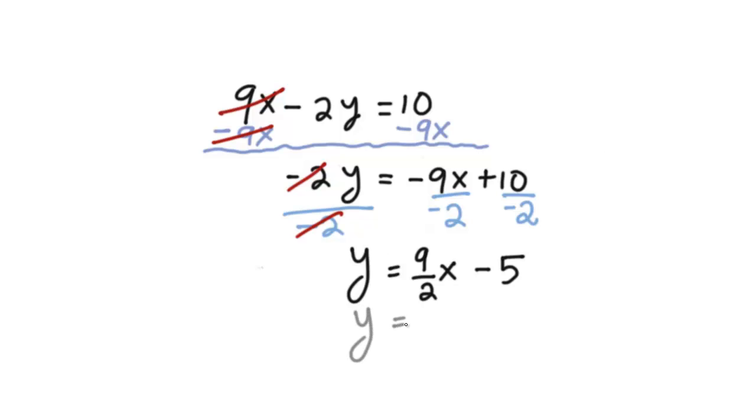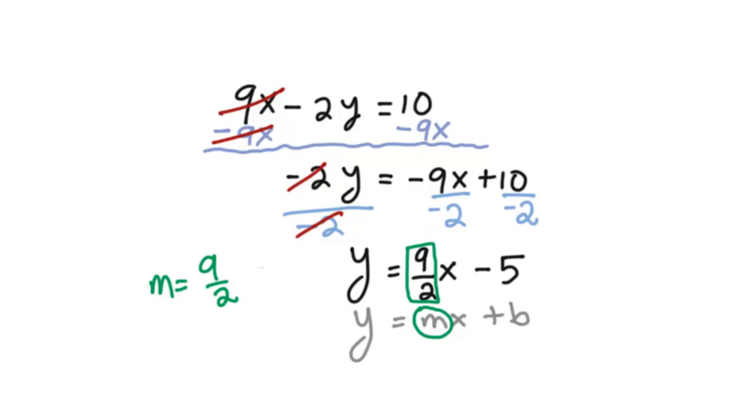Y equals mx plus b. So the m, this is the m, it's the number in front of the x, or the coefficient. That's the mathematical terminology for it. And the 9 over 2 is the m, so that's your slope. So my slope is 9 over 2.